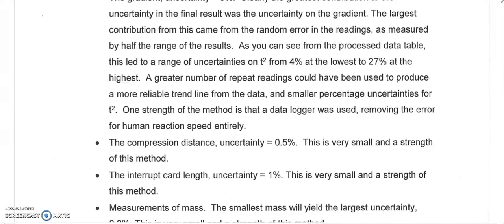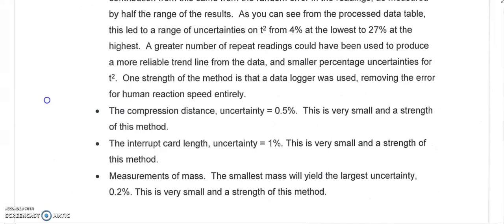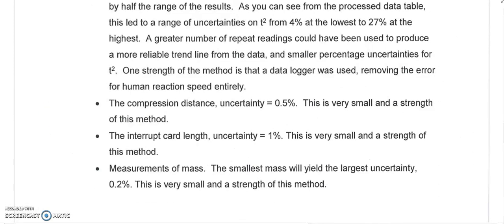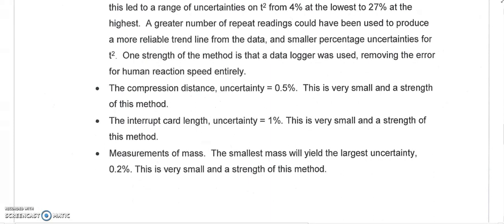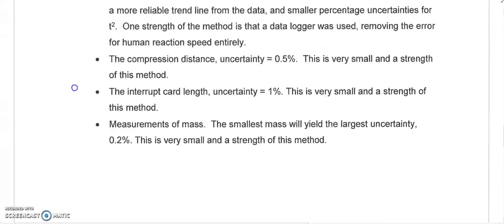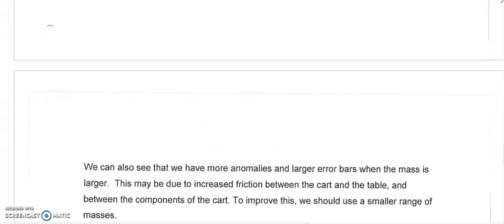And then we discuss things that are strengths of the method. One of the things we did is we used a data logger to record the time as opposed to a stopwatch, which has human reaction speed to take into account. We measured the compression distance using a meter ruler, so it was a distance plus or minus a millimeter. We calculated the uncertainty was about 0.5%. This is very small, and if it's very small we can say it's a strength of the method. Similarly with the interrupt card and the measurements of the mass.